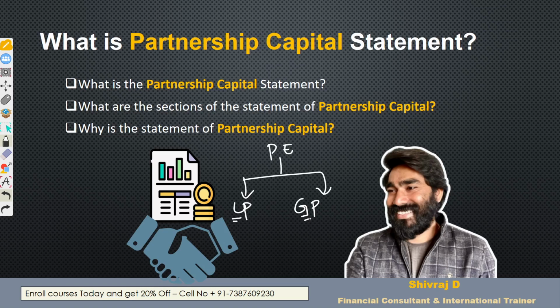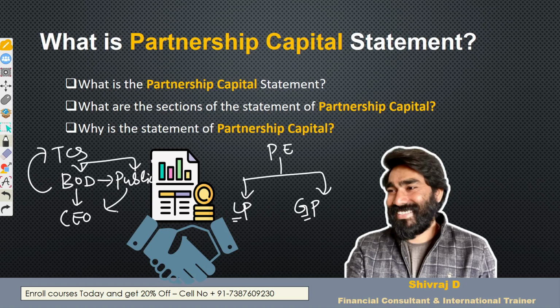If I take the example of the TCS company, you would see board members at the top. They'll appoint a CEO, chief executive officer, to manage business operations, and they'll also raise capital from the public as well. So the board of directors plays the role of promoter because they have promoted TCS, and they have also raised capital from the public. In a private equity business, you would see the same structure. Limited partners play the role of the public. General partners play the role of the board of directors.